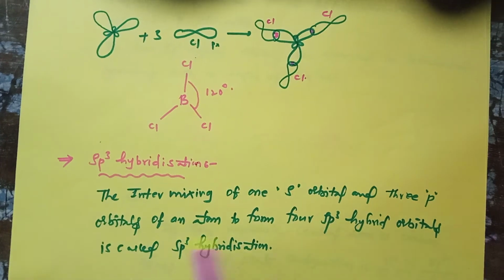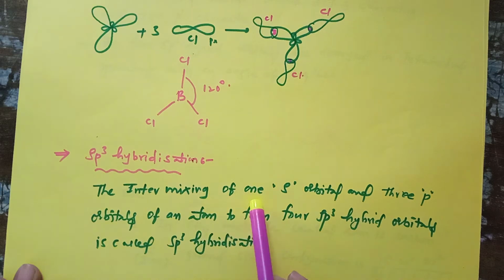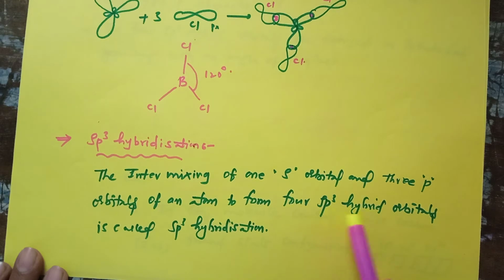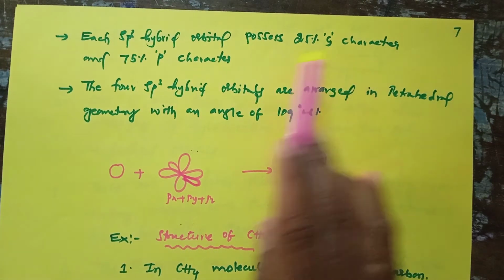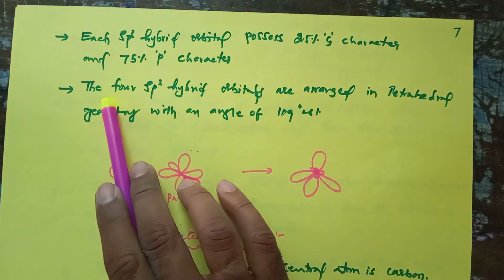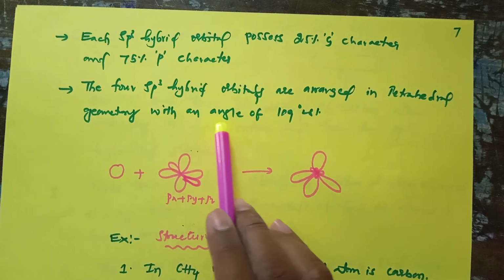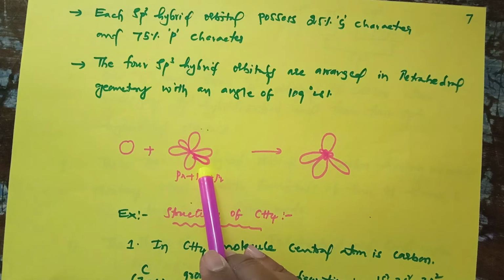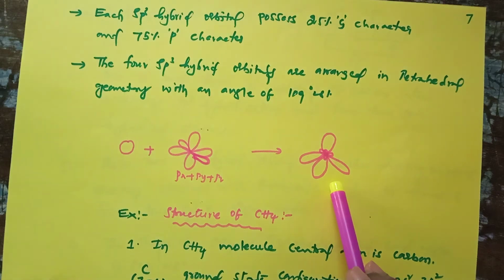The next one, sp3 hybridization. sp3 hybridization means the intermixing of one s orbital and three p orbitals of an atom to form four sp3 hybrid orbitals. Each sp3 hybrid orbital possesses 25% s character and 75% p character. The four sp3 hybrid orbitals are arranged in tetrahedral geometry with an angle of 109 degrees 28 minutes. Here the s orbital and three p orbitals intermix with each other, forming four sp3 hybrid orbitals.